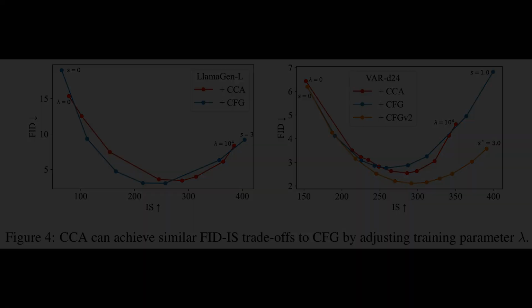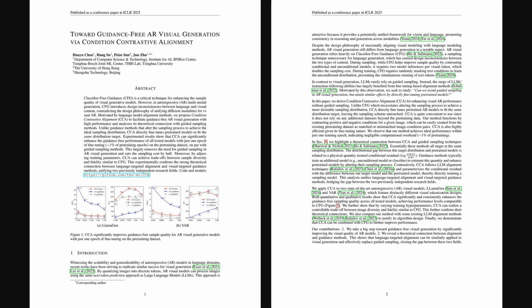Okay, so wrapping things up, we've seen CCA provides that same kind of quality control as CFG, but much more efficiently. It really seems like a major step forward for autoregressive visual models, achieving high-quality results without guidance, and crucially, halving that sampling cost. It effectively brings LLM alignment ideas to vision generation.